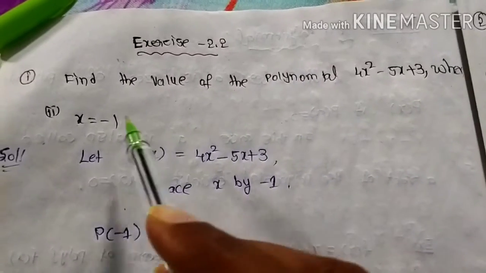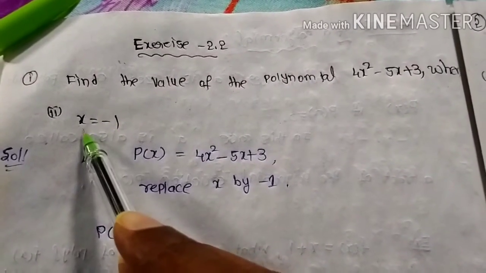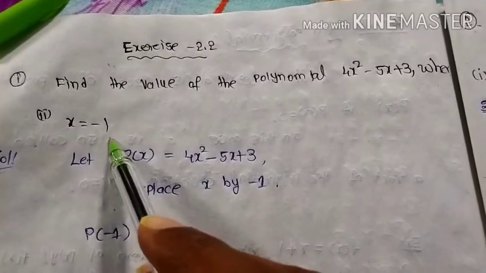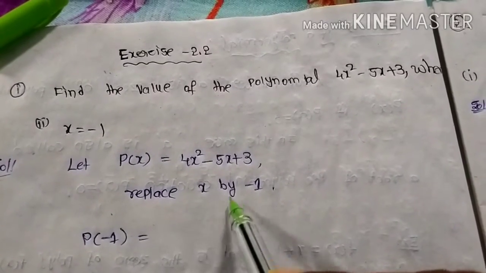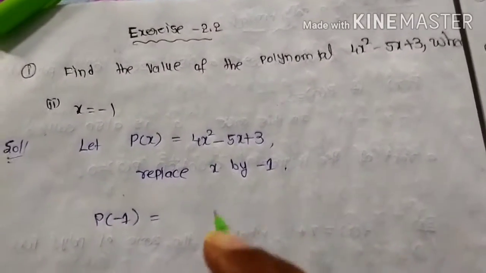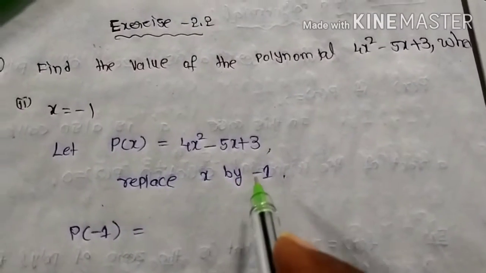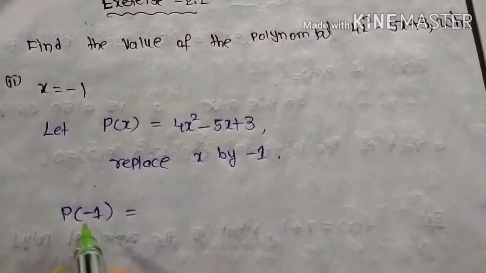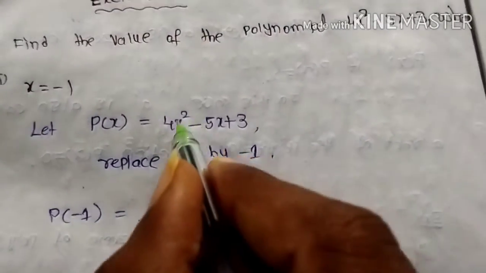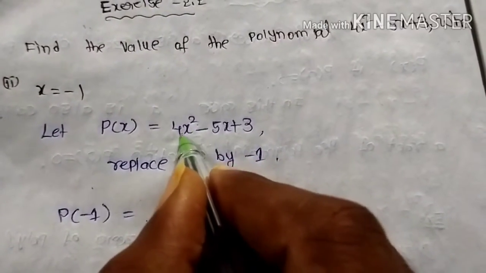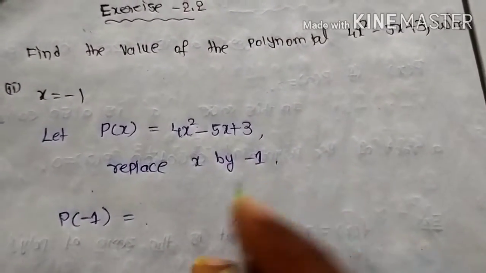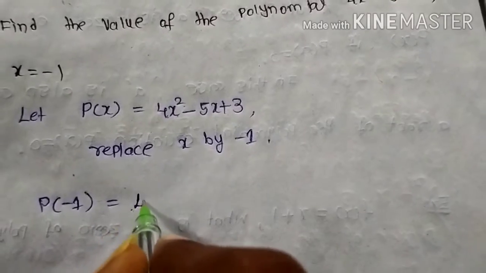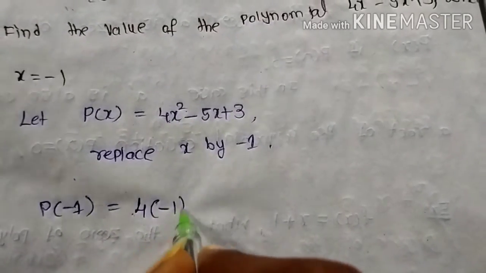What they have mentioned here, you can take x is equal to minus 1. So I am writing here, replace x by which number? Minus 1. Wherever x is available, you can just write minus 1. That means p of minus 1 is equal to, see, 4x square. That means 4 into x value, which is minus 1. You can observe clearly, minus 1 whole square.